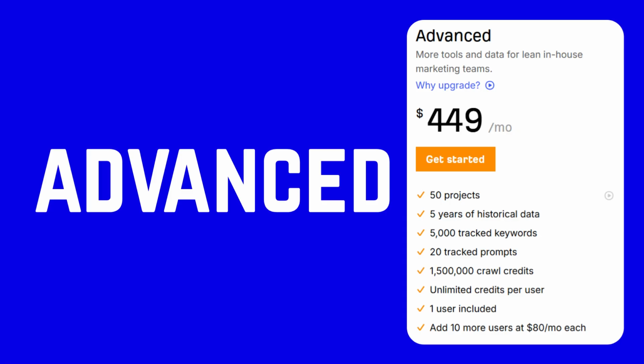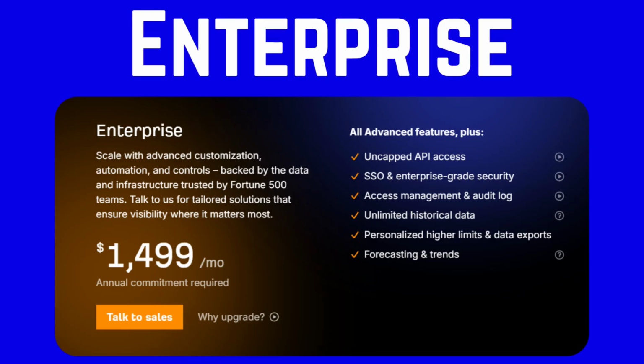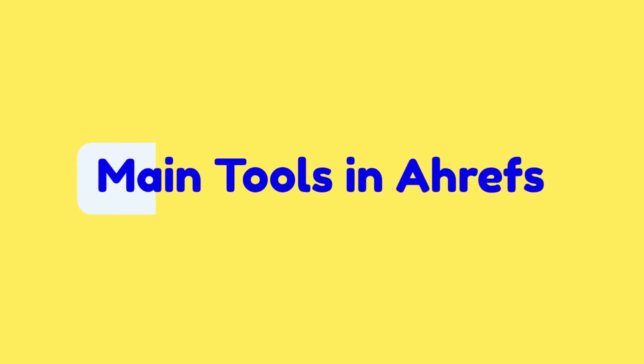The third plan is the Advanced plan, $449 per month. The Advanced package is designed for larger teams, agencies, and businesses managing bigger SEO campaigns. The fourth plan is the Enterprise plan, $1,499 per month. The Enterprise plan is made for large companies, large agencies, and teams that need higher limits, advanced security, and more control. Now, let's go through the main tools inside Ahrefs and explain what each one does.